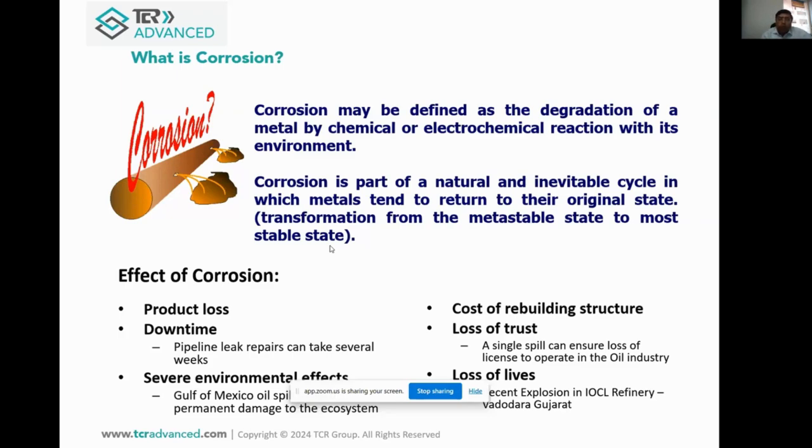The effects of corrosion, we all know, include product loss and downtime; in terms of pipeline leaks, repair can take several weeks. Then severe environmental effects. You are all aware of the Gulf of Mexico oil spill of BP, which took a heavy toll on BP's reputation. Then the cost of rebuilding structures, loss of trust, loss of lives. We are from Vadodara, and recently there was an explosion at the IOCL refinery in Vadodara, which took two valuable lives. We want to avoid this, and that is why corrosion prevention and asset integrity management programs are important.